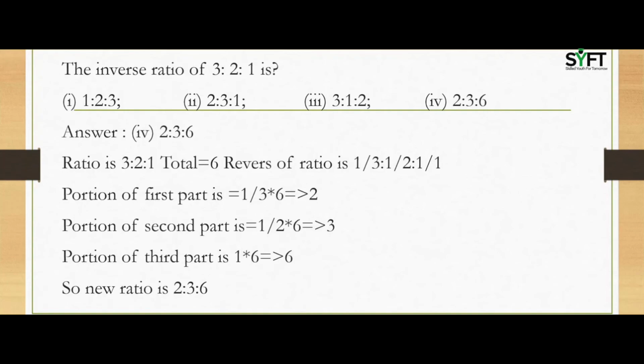Now, the portion of the second part is 1 by 2 into the total 6. That will come to 3. And the portion of the third part is 1 into 6, which will come to 6. So, the new ratio will be 2 is to 3 is to 6. That is the inverse ratio of 3 is to 2 is to 1. Like this, we can find out the inverse ratio of any given numbers.